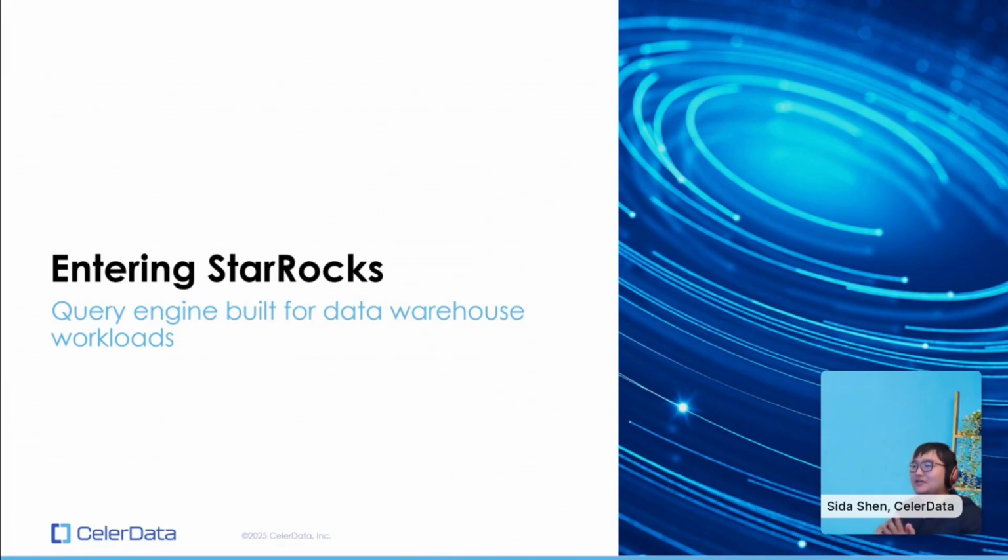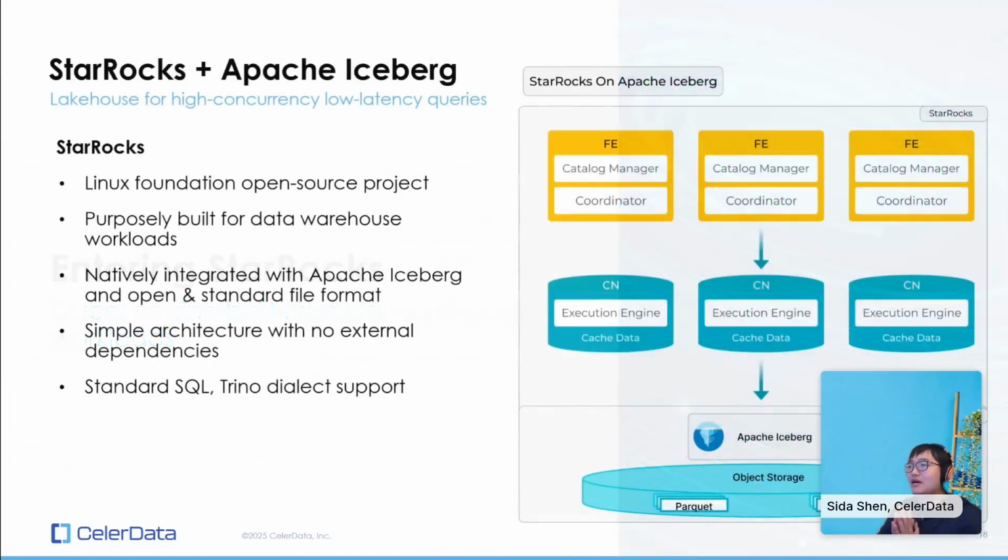So here, entering StarRocks. StarRocks is a query engine built for data warehouse workloads. StarRocks and Apache Iceberg really create a lakehouse for your high concurrency and low latency queries. First, an introduction of the StarRocks project. It's a Linux Foundation open source project, Apache license, open sourced a few years ago. It is purposely built for those data warehouse like workloads.